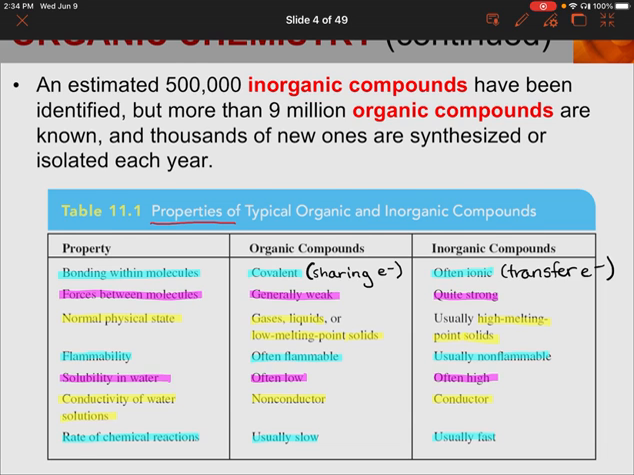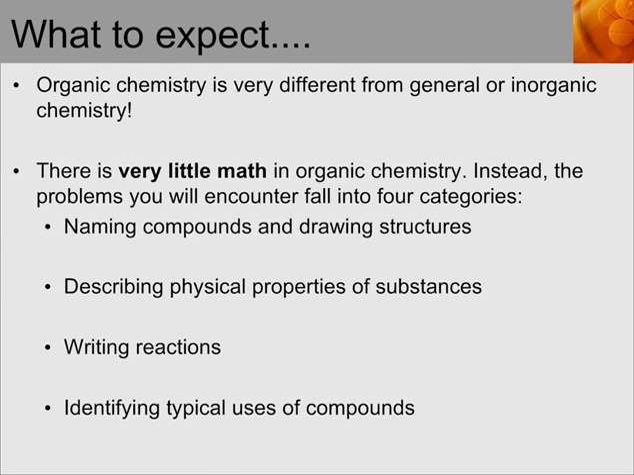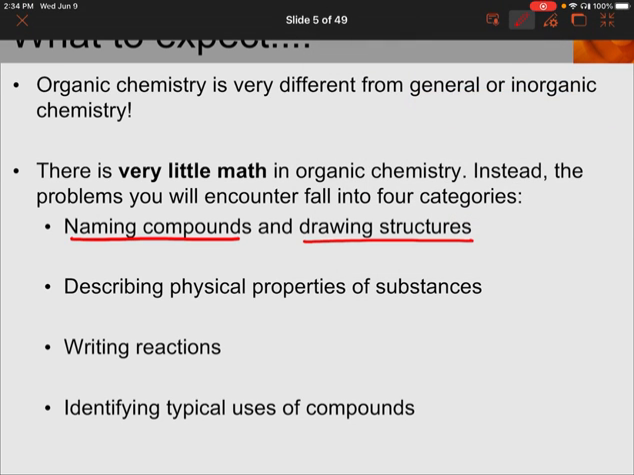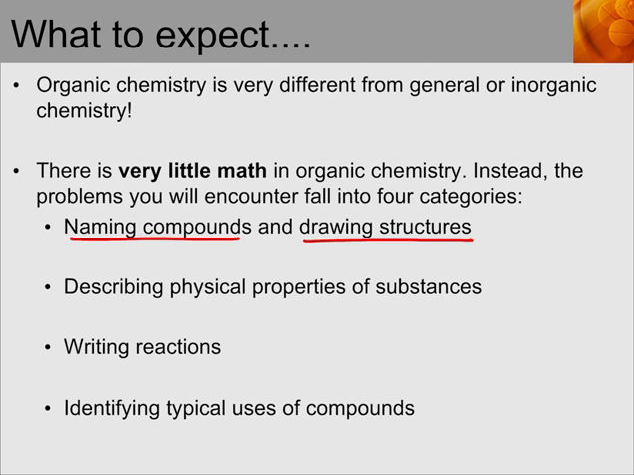Okay, so let's talk a little bit about what to expect this quarter. Organic chemistry is very different from general chemistry, or sometimes that's called inorganic chemistry. There's very little math in organic chemistry. I still recommend having a calculator handy just for those few times that we will need one. But the main types of problems that we'll come across this quarter are naming compounds and drawing structures. So we'll learn how to name organic compounds, which can be tricky at times. We'll also practice drawing compounds for organic chemistry.